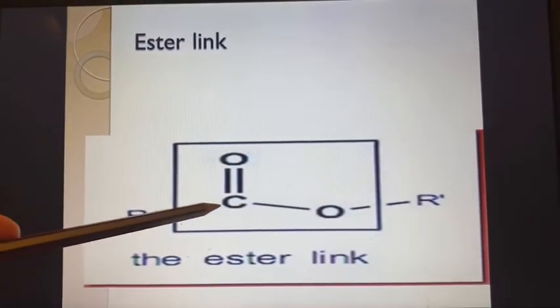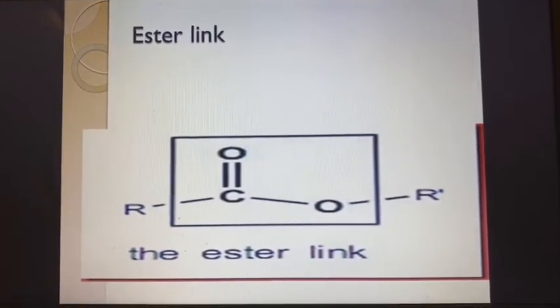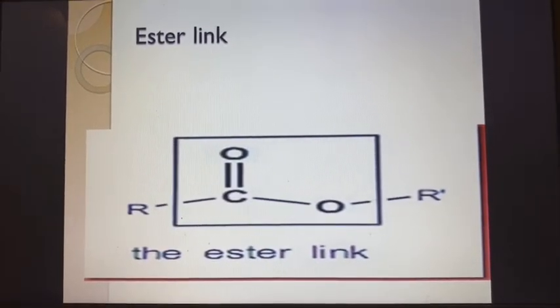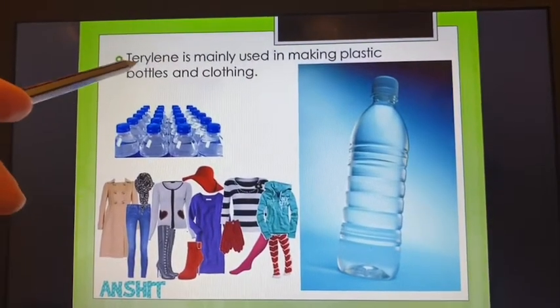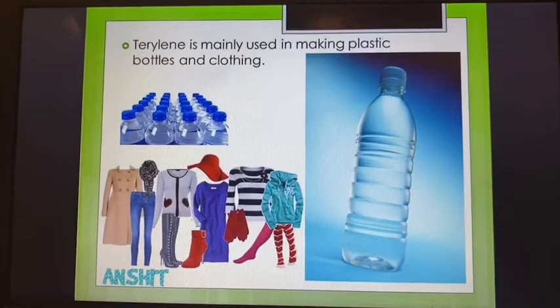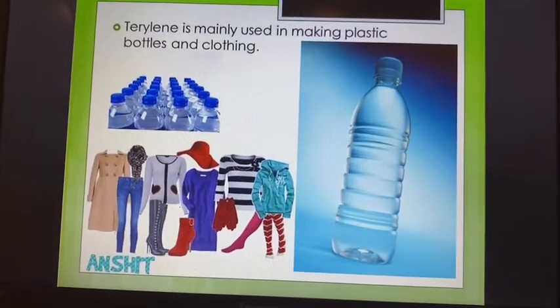Here, RCOOR. Okay, so this is the ester link. These types of polymers, like exactly terylene, which is a polymer used to make bottles of water and clothes.